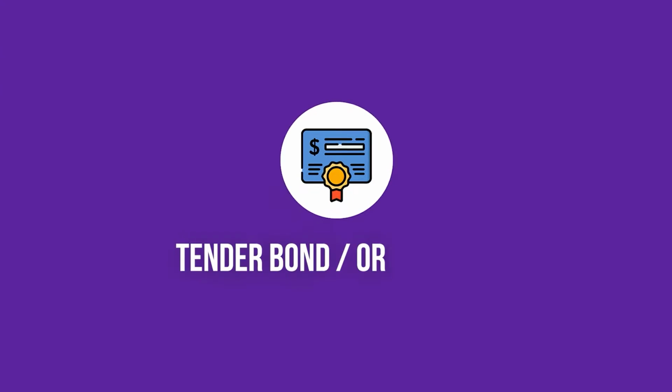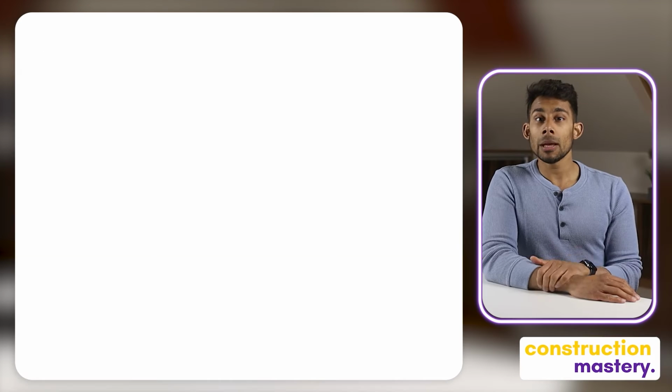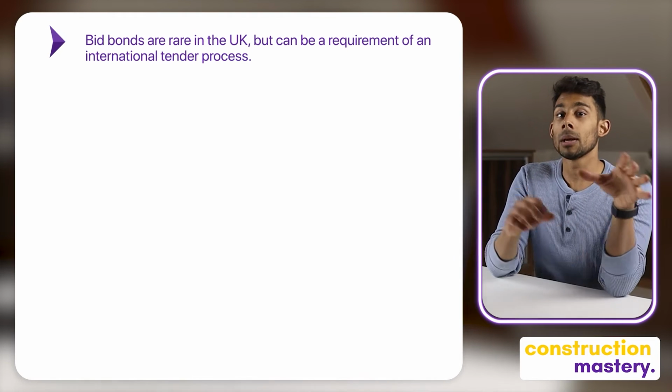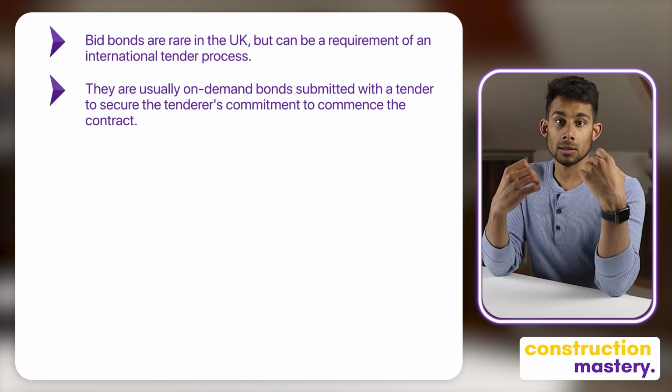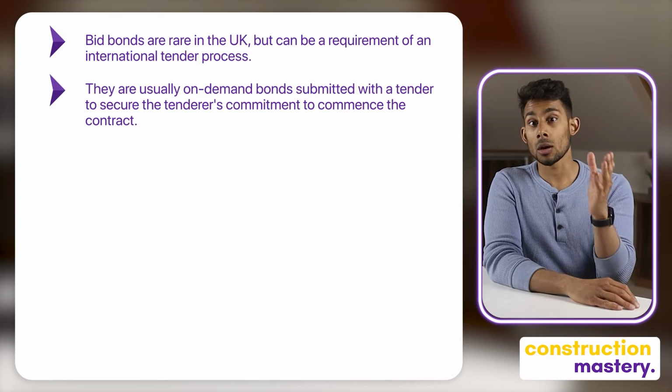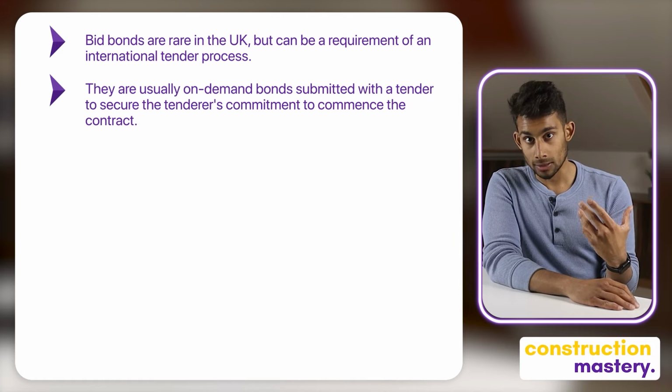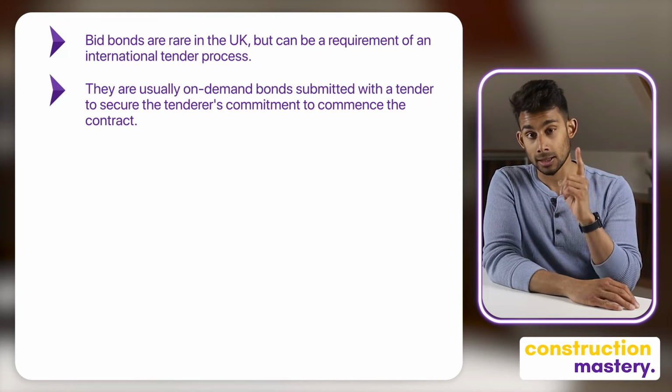Secondly, we've got tender bonds or bid bonds. And bid bonds are rare in the UK, but can be a requirement of an international tender process. And they are usually on-demand bonds submitted with a tender to secure the tenderer's commitment to commence the contract. That was a key point.